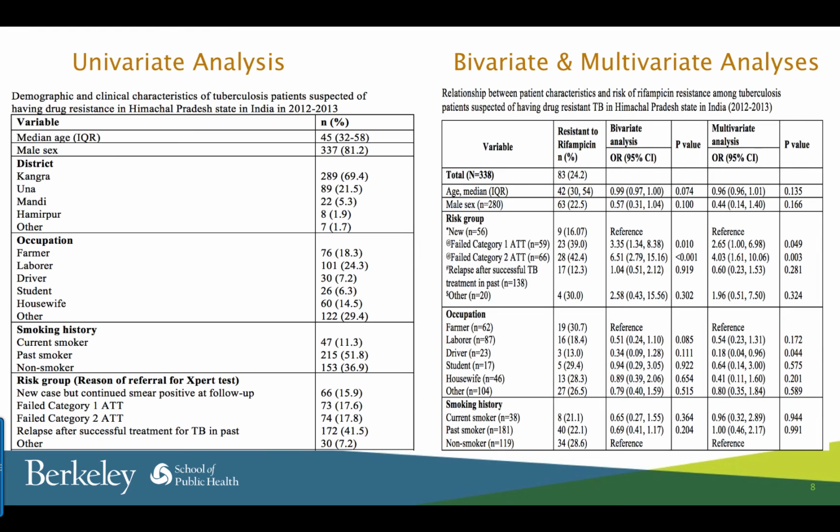So from the results of the multivariate analysis, you can see that in that variable under risk group, compared to the new patients, which is my reference group, patients who have failed category 1 or category 2 antitubercular treatment, abbreviated as ATT here, are at statistically significant increased odds of developing resistance to rifampin after adjusting for potential confounders: age, gender, occupation, and smoking history.